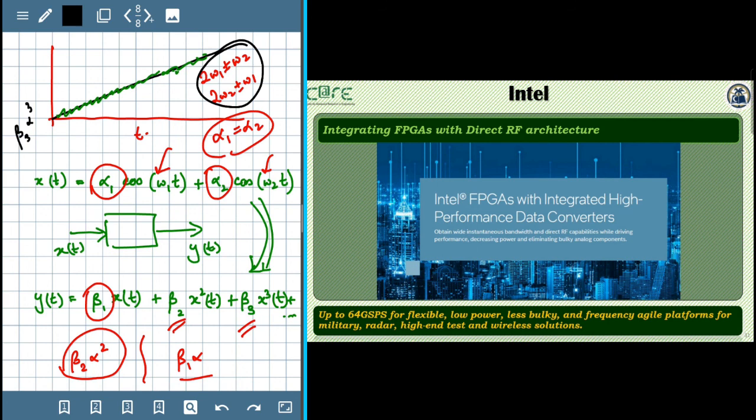Finally, Intel is also jumping into this domain and has been introducing FPGAs integrated with direct RF architectures. Up to 64 gigasamples per second sampling rates are supported with low power, less bulky and frequency agile platforms for military, radar, high-end test and wireless solutions being provided by Intel as well.